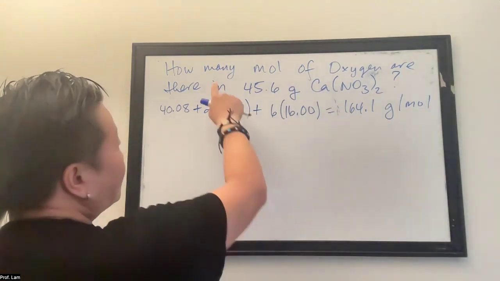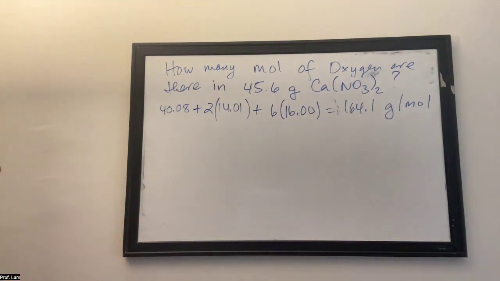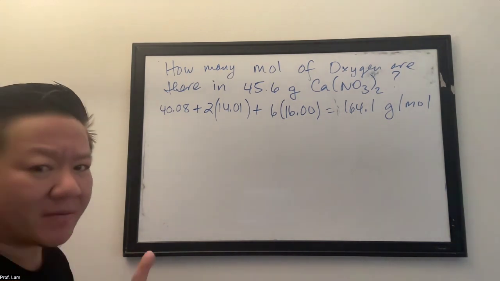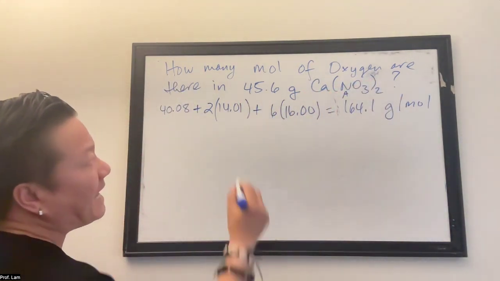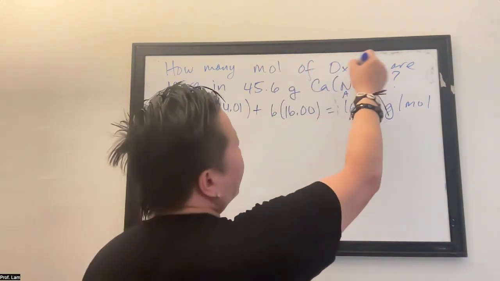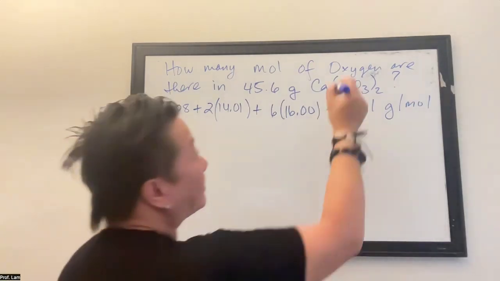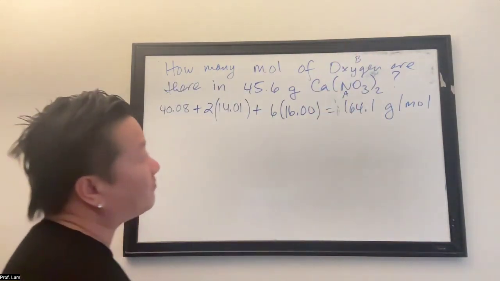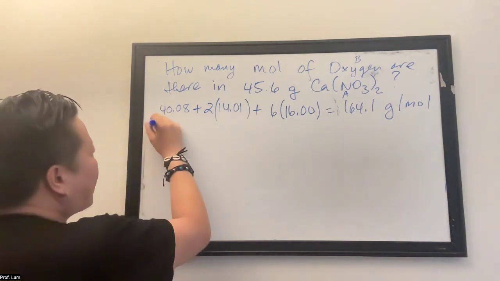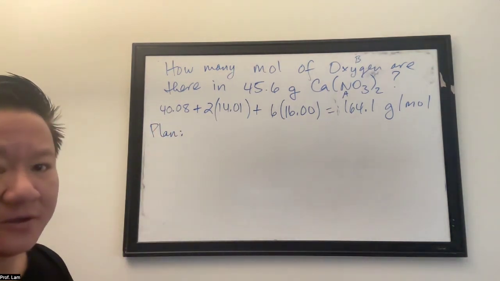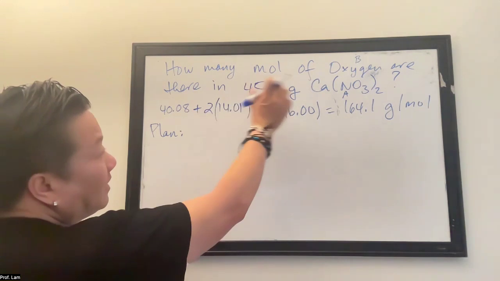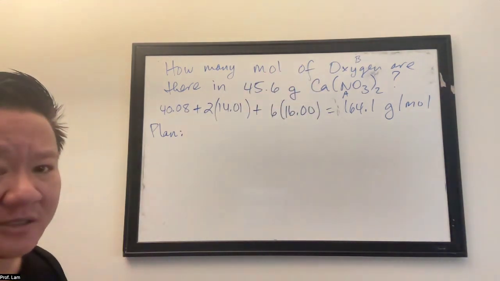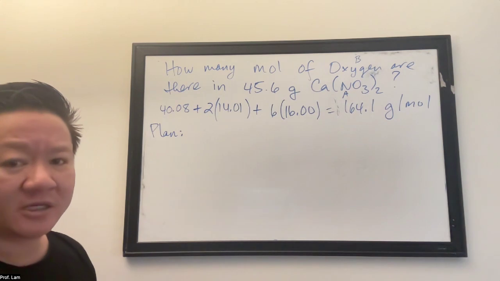Now it's asking us how many moles of oxygen are there in 45.6 grams of calcium nitrate. So look on your roadmap. Where are we starting? We're starting with grams, and we can call this one A. And then it's asking us to stop at moles of oxygen, which is different than calcium nitrate, so it's asking for moles of B. We can write a plan based on your roadmap. This is how I would suggest you do all problem solving: look at the key pieces of information given to you, and write a plan first before you do the execution.